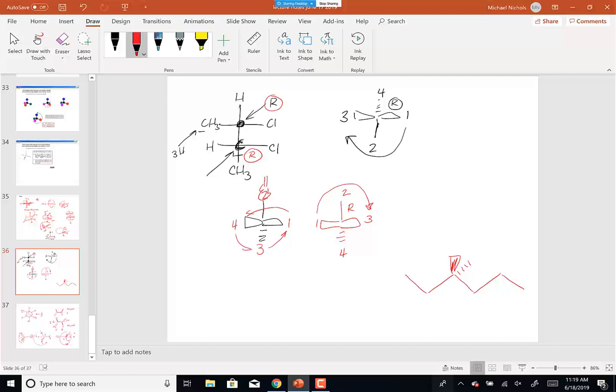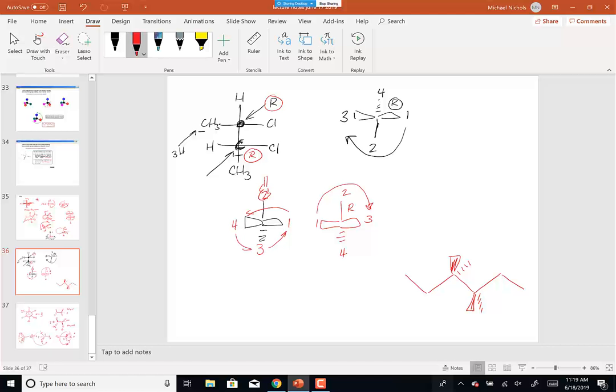Because if you looked at that zigzag structure, two of the bonds would be like this, and the other two bonds would be like this. So when you're looking at them, one's behind the other. So that is the way a zigzag structure, that's the way the bold and dashed and in the planes go.